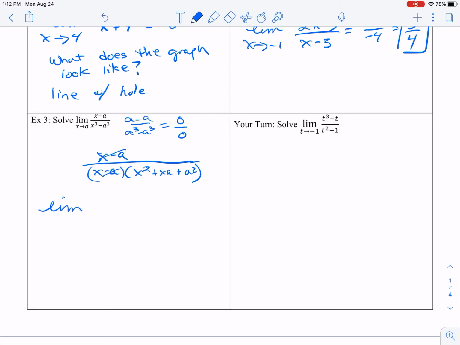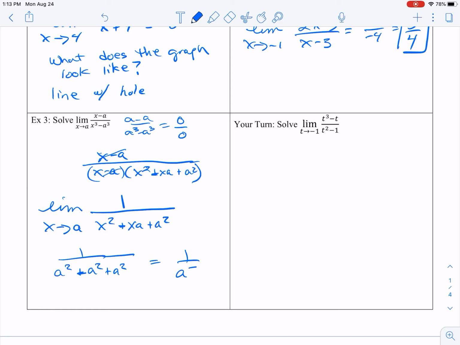So now I'm taking the limit as x approaches a. Don't forget the 1 on top. Algebra is our biggest mistake in calculus class. Oh, x is going to a. That's an a. So now I have 1 over a squared plus a squared plus a squared. Is that supposed to be a minus? This should be a minus, sorry. So this is a minus, and your answer is 1 over a squared. I make mistakes. You have to pay attention.